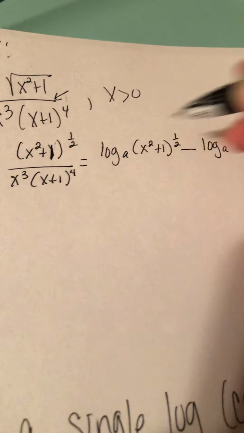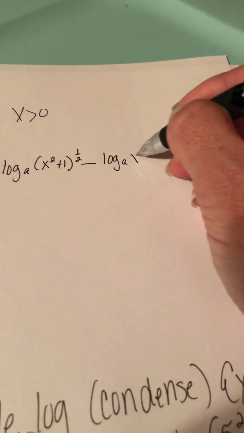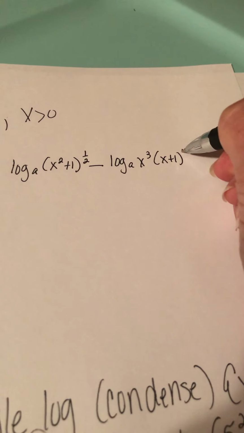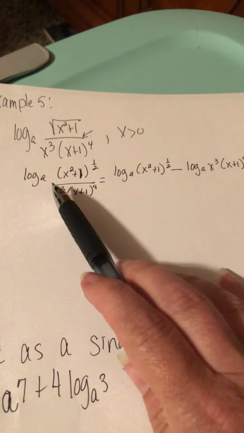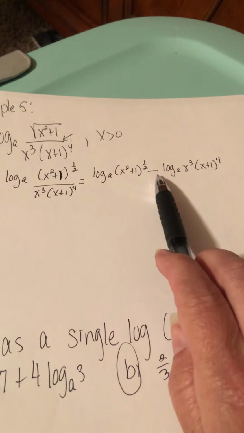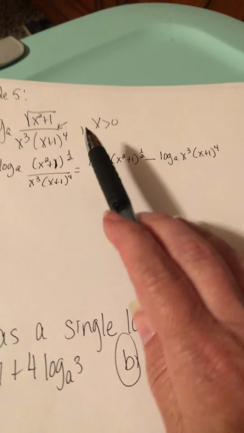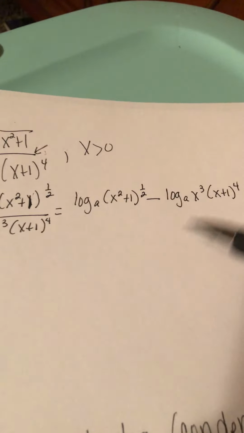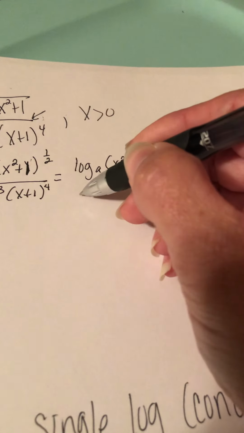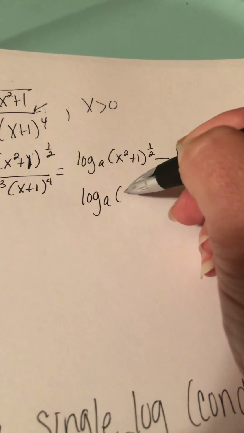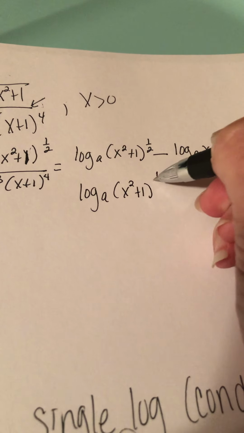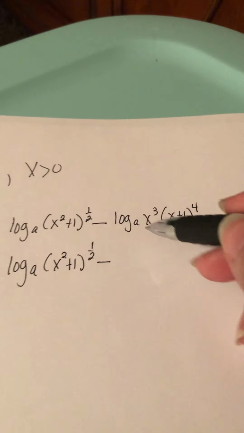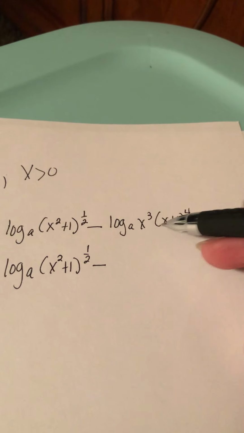So I have log base A of whatever is down here in the denominator, which will be x to the 3rd times x plus 1 to the 4th. Okay, so notice that I took my division and changed it into subtraction. I took my radical and changed it to a rational exponent. So now I've got log base A of x squared plus 1 to the 1/2 minus. Now, as I look at the denominator, I see that there's a product in the denominator.